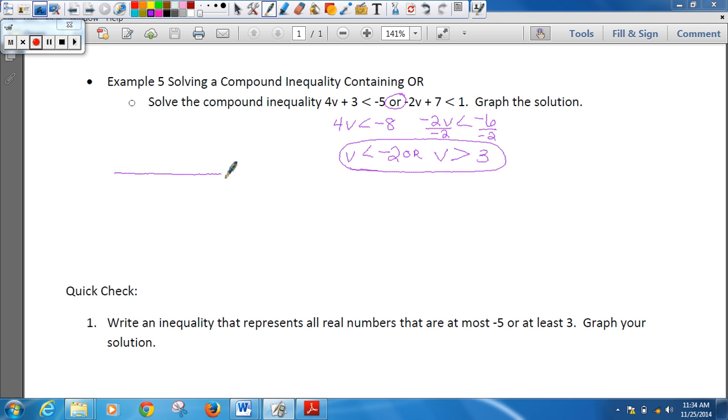Then I'm going to go and graph it. If I solved it correctly, my line should point in opposite directions. So I need negative 2 on here. Negative 1, 0, 1, 2, 3, and 1 bigger than that would be 4. V is less than negative 2, so open on negative 2 to the left. Greater than 3, open on 3, going to the right. So I did it correct. It's joined by or. They're going in opposite directions, so that looks good.